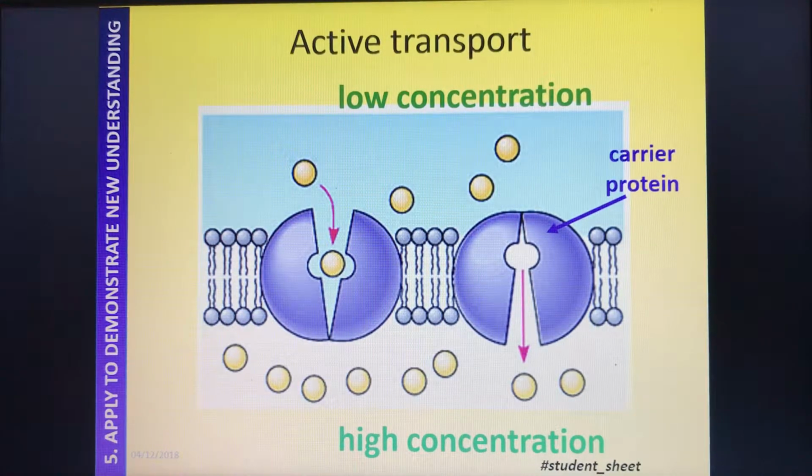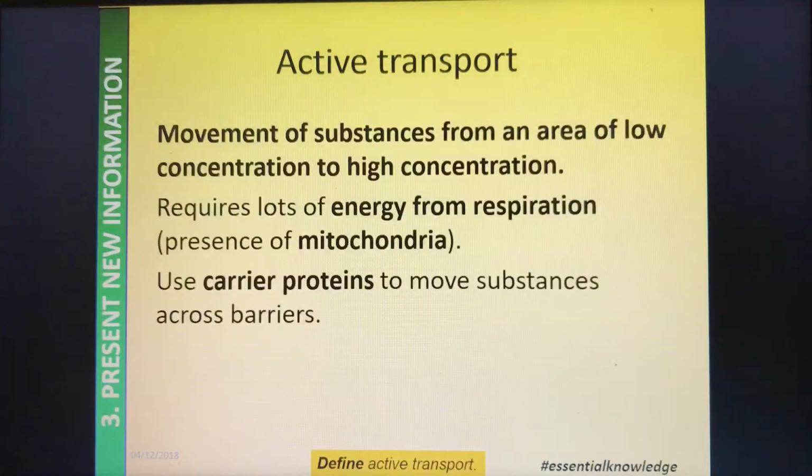It's provided by the mitochondria through the process of respiration, which releases the energy from glucose. Okay, so respiration is where energy is released from the glucose in the mitochondria. So there'll be lots and lots of mitochondria present in this area, and the carrier proteins are going to use that energy that's released to pull those molecules from the low concentration to the high concentration.